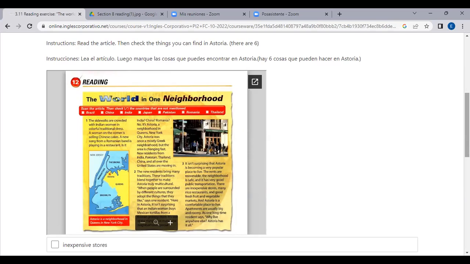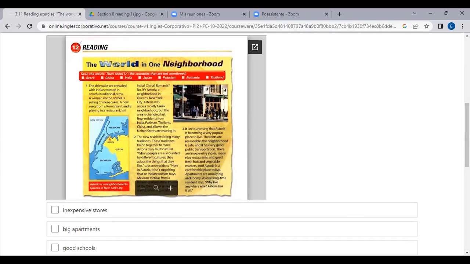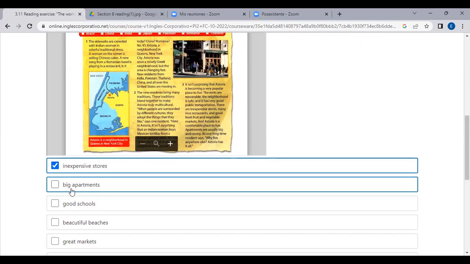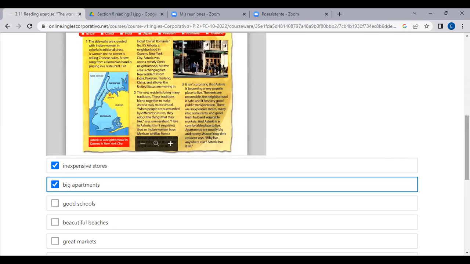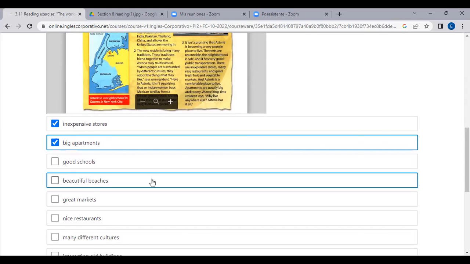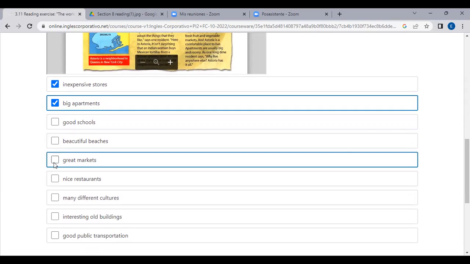Okay, that's great. So we can find people from around the world in this neighborhood. That's why. So what can we find in this neighborhood? Inexpensive stores, yes or no? Are there inexpensive stores? Then you say, yes, there are. Are there big apartments? Yes. What about good schools? Are there any good schools? No, teacher. Okay, then we don't choose this. Beautiful beaches. Can we find beautiful beaches there? No, teacher. Great markets. Are there great markets? Yes, teacher. Yes, there are.